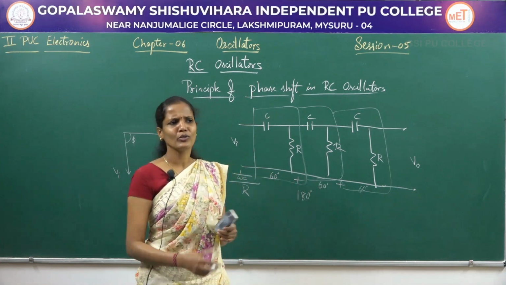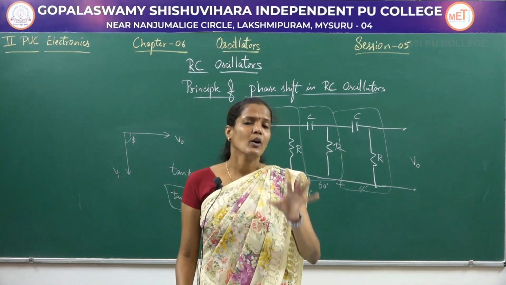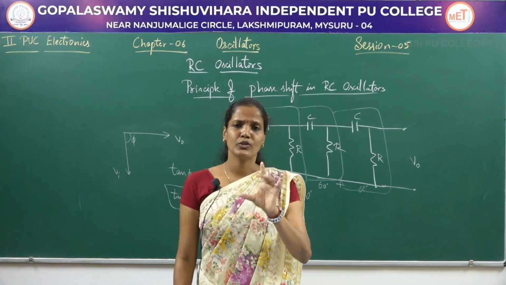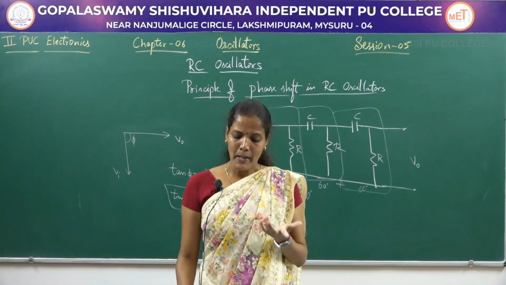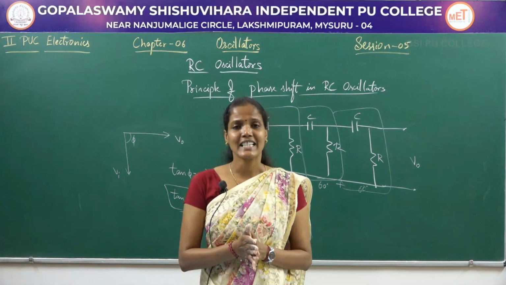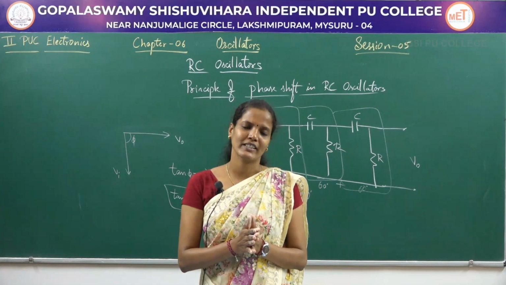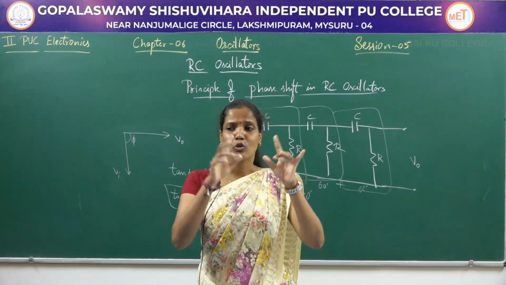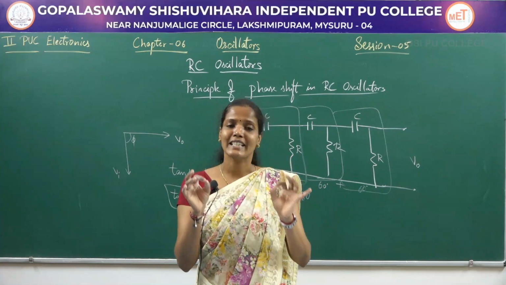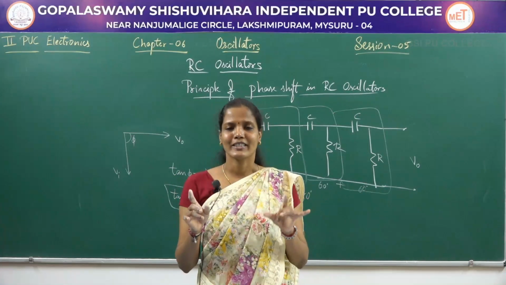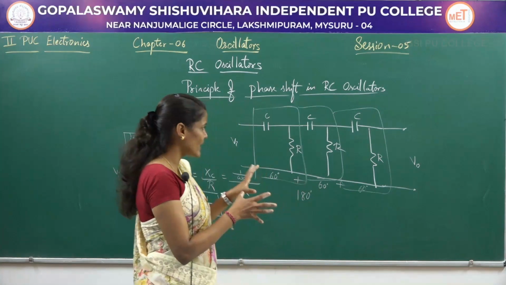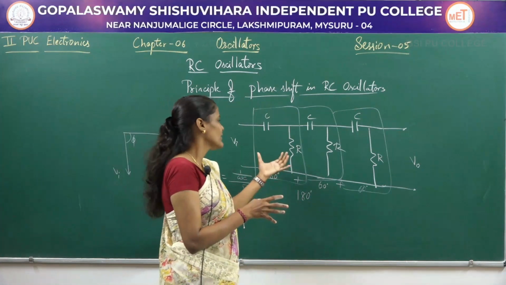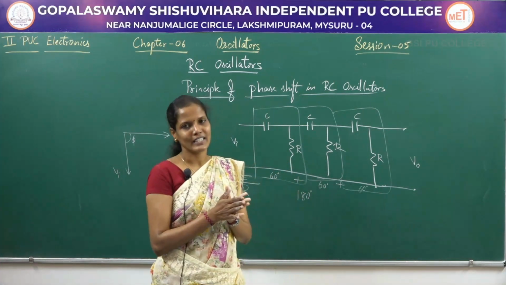We are not going to use a single RC network, because when we are using only a single RC network, then only 60 degrees of phase shift will be provided. But in order to generate sustained oscillations according to the Barkhausen criteria, there must be a total phase shift of 360 degrees or 0 degrees in the oscillating circuit. So in order to generate 180 degrees from this feedback network, or from this RC network, we are going to use 3 sets of RC network.